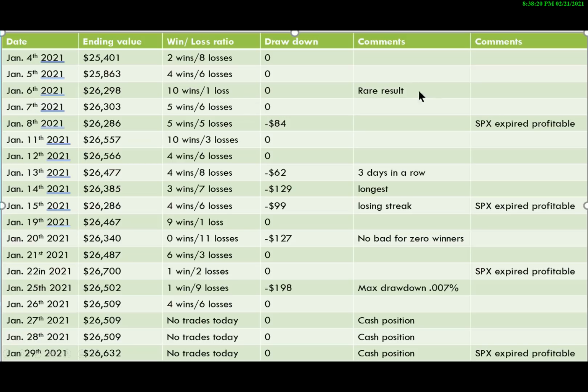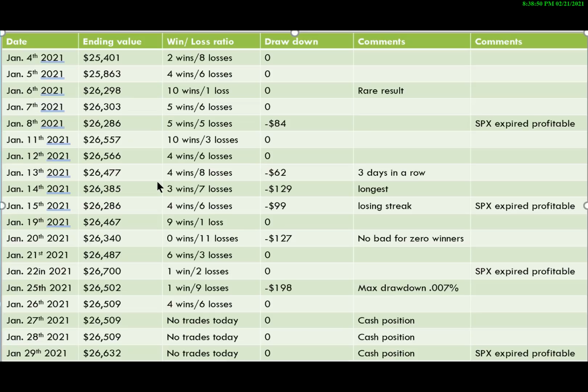Now this is a very rare event right here. You can see this is a very rare event where we had 10 wins and 1 loss. Generally speaking, 4 wins, 6 losses, 4 wins, 8 losses, 3 wins, 7 losses, 4 wins, 6 losses. There's a big one, right? 9 wins, 1 loss. But look at this, 0 wins, 11 losses, okay? 1 win, 9 losses. Guys, this system is designed to kick us out early and to kick us out often.